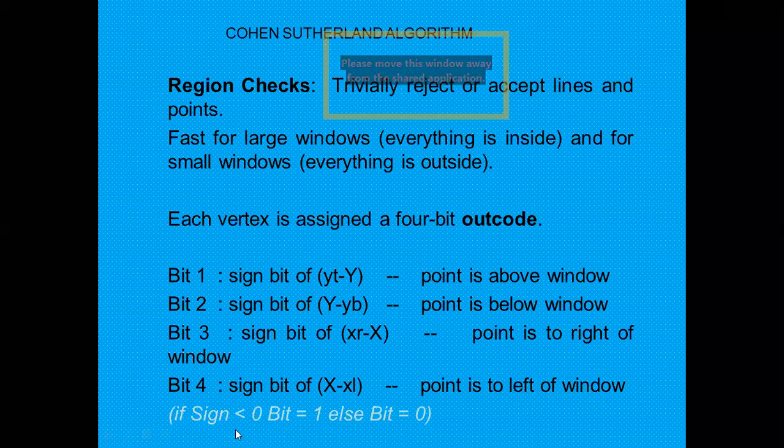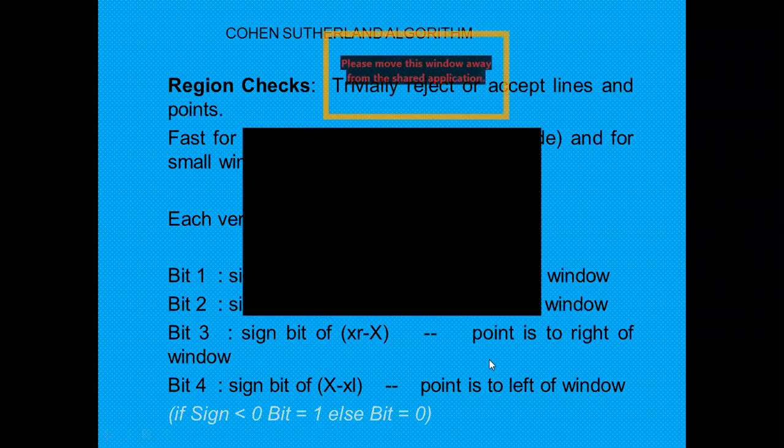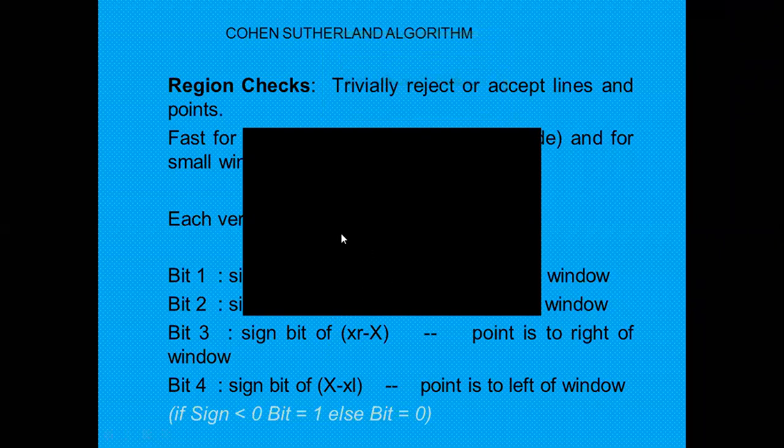Now you can see there is a condition: if the sign is less than 0, then the bit is equal to 1, else the bit is equal to 0. So then the bit value will be 0 here if it is greater than 0, otherwise the bit is equal to 1 if the sign is less than 0. In this way, first we will calculate bit 1, bit 2, bit 3, and bit 4, and accordingly we can take the decision. I am just telling you this.